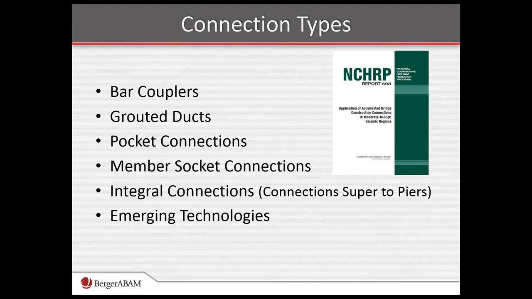But the categories that this report put the connection types into are listed in the bullets here: bar couplers, grouted ducts, pocket connections, member socket connections, then integral connections, and this would be, for example, connections of superstructures to piers, and then a final category of emerging technologies.